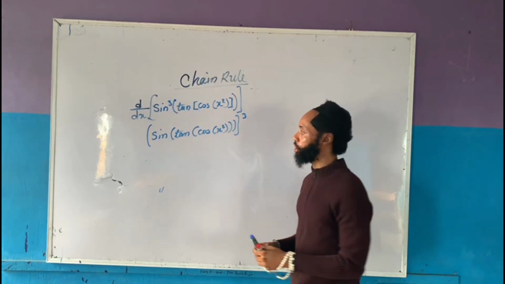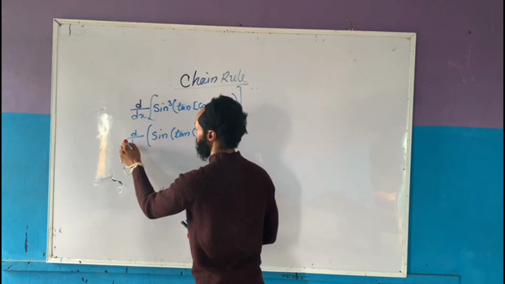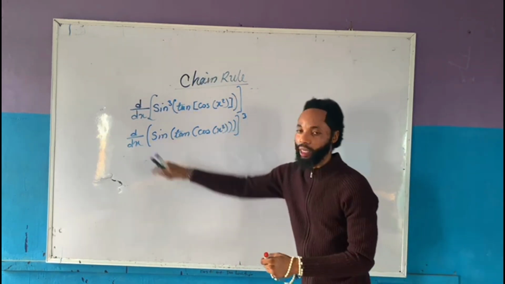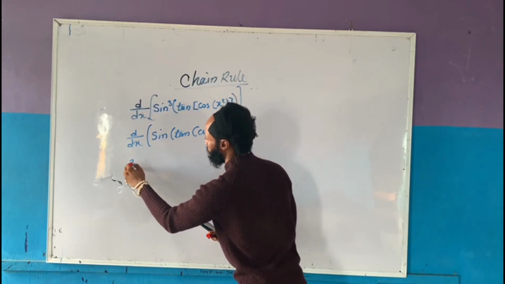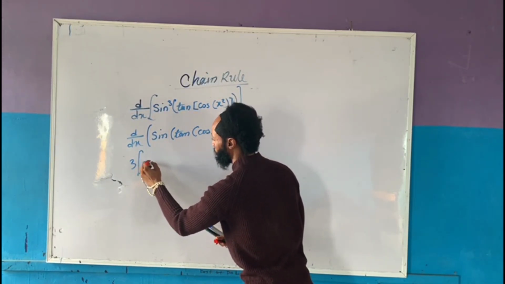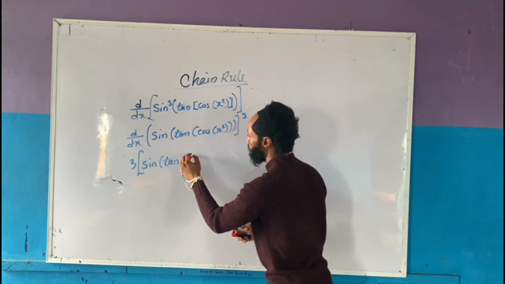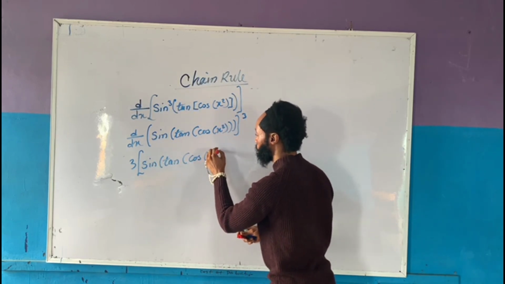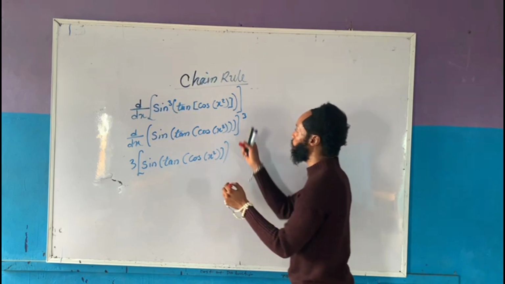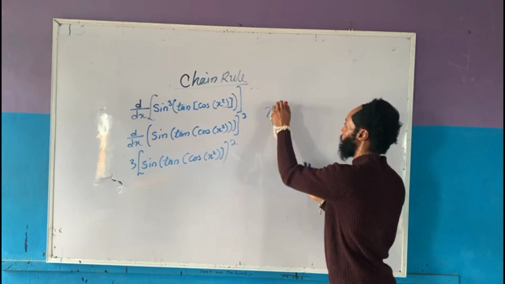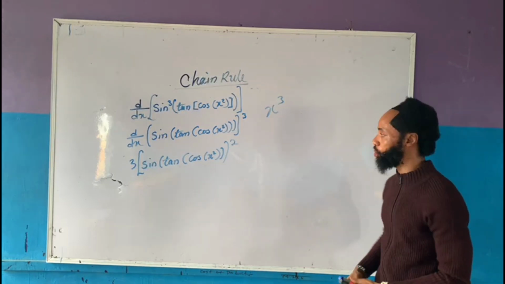Now we start differentiating. Remember, this is d/dx. If we're going to differentiate this, we'll bring our 3 out. We're going to get what? 3 into brackets sine tan. Open your bracket, you write your cos and cos x squared, all raised to power 2. It drops down to 2, just like differentiating x cubed. It drops down to 2.